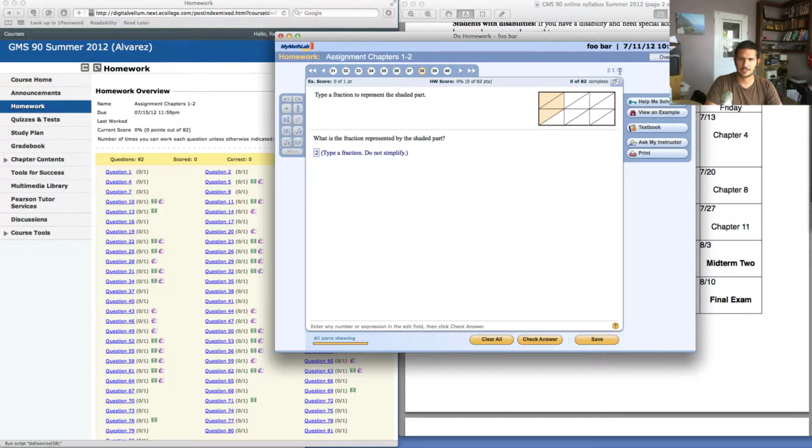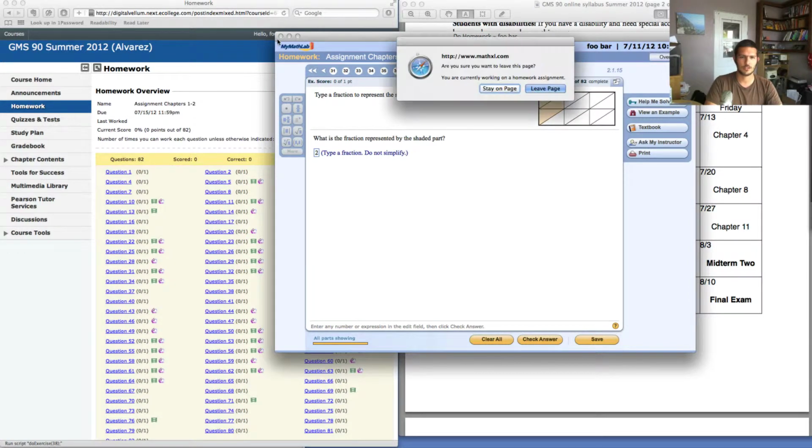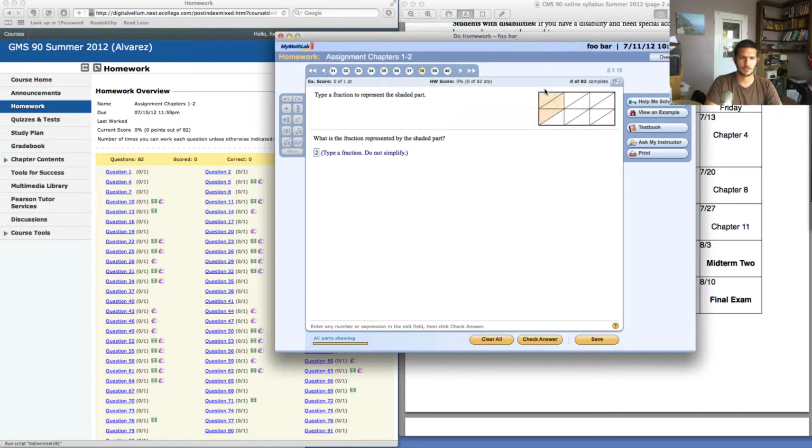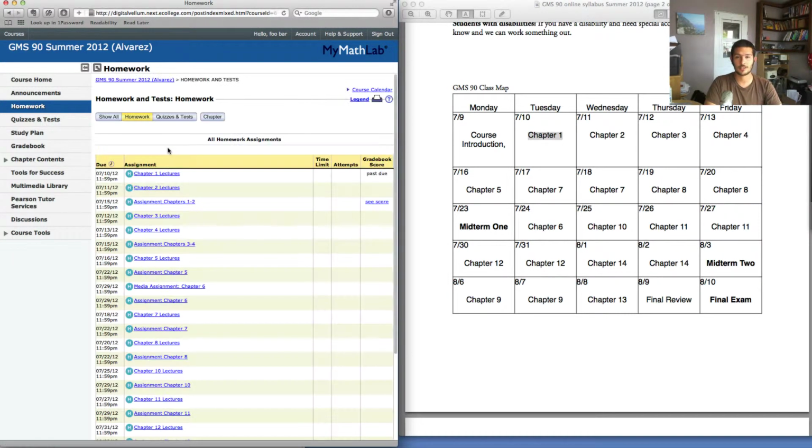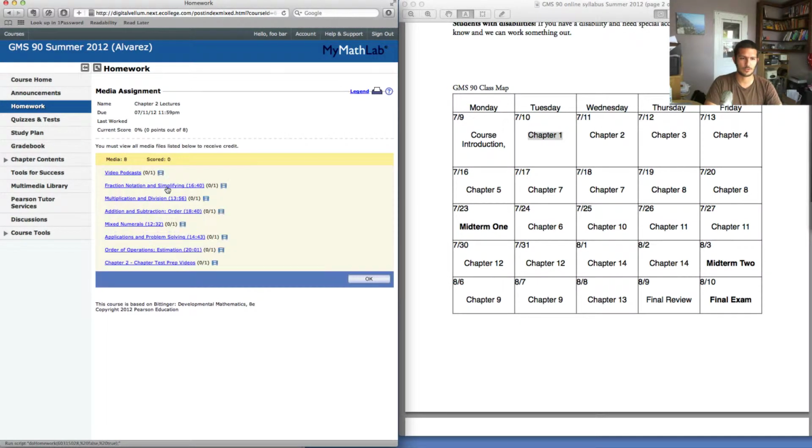here it tells you the section that it is. So this is from section 2.1. Then it might be a good idea to go back, leave this page, and go over here to take a look at the lecture for 2.1. So I'll go to the chapter 2 lecture.